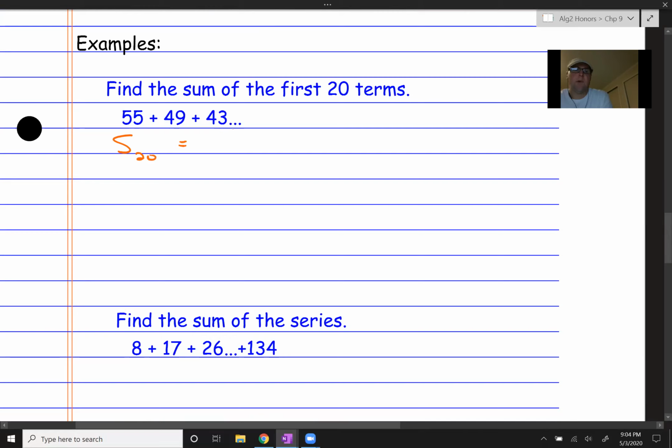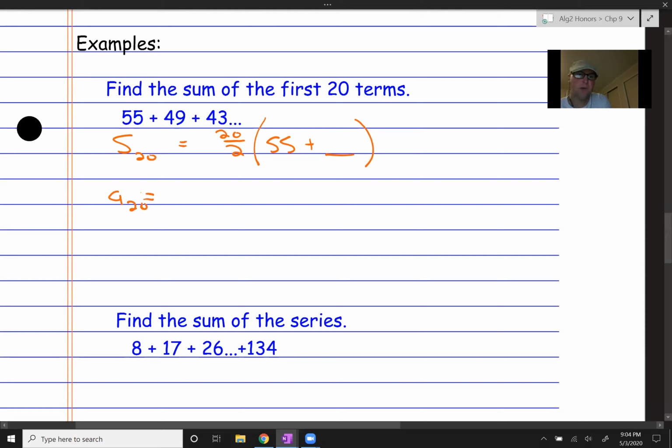So that means I want 20 terms divided by 2. I have to take the first term plus the, oh, wait, I need the last term. I'm acting surprised, but I'm not surprised. I knew that was going to happen. So what do I have to do? I have to find out what is a sub 20.